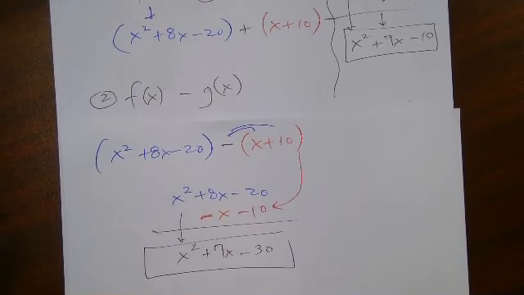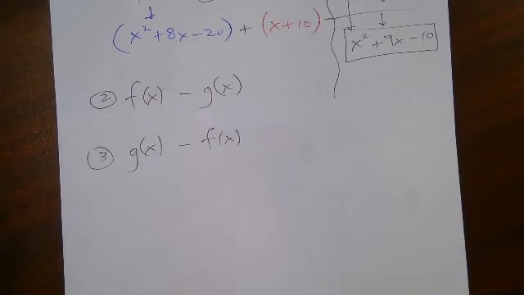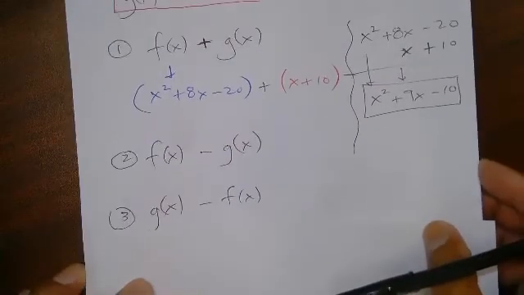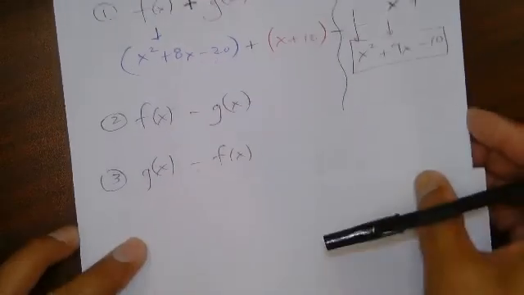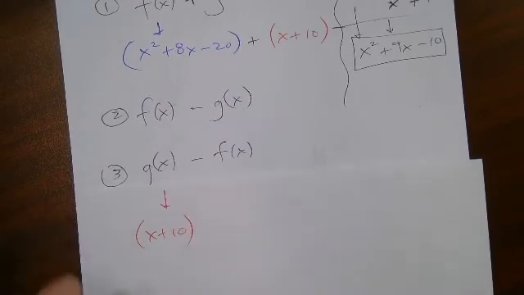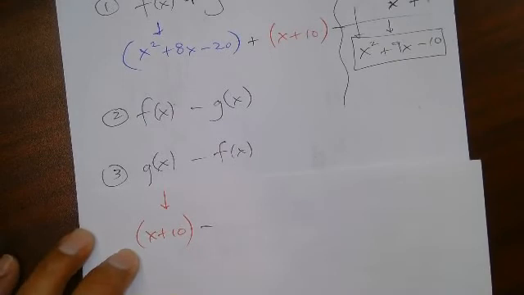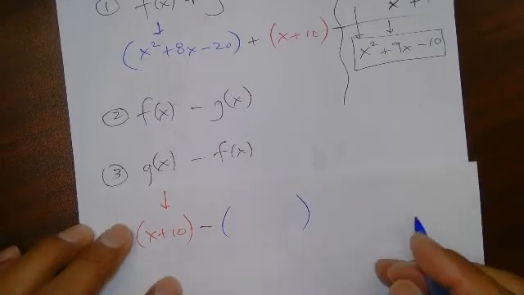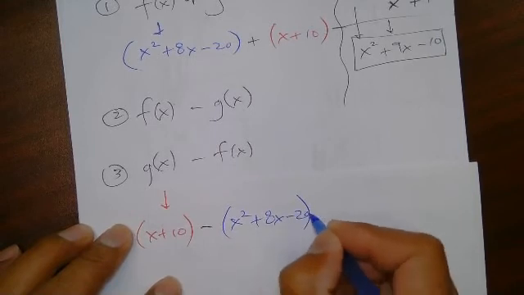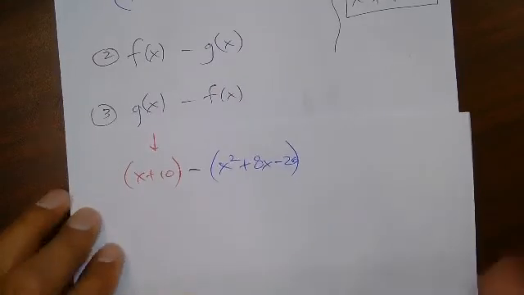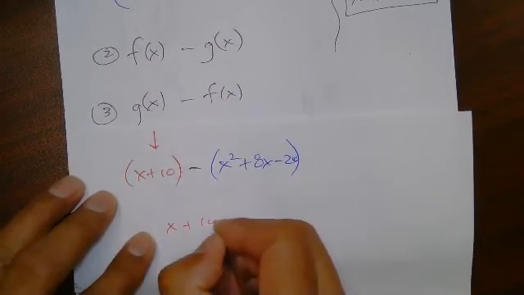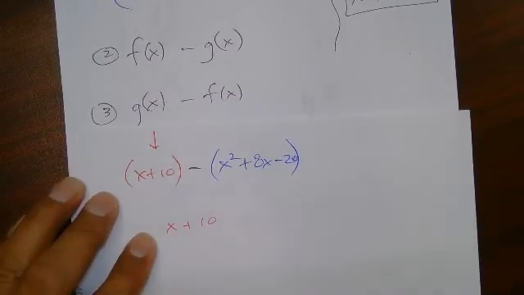Okay, how about number 3? Is f of x minus g of x the same as g of x minus f of x? Well, of course not, because now I got the g of x function first. g of x is x plus 10 minus f of x, which is going to be x squared plus 8x minus 20. You guys agree? So I know this one's good. This one doesn't change, so that would be x plus 10.